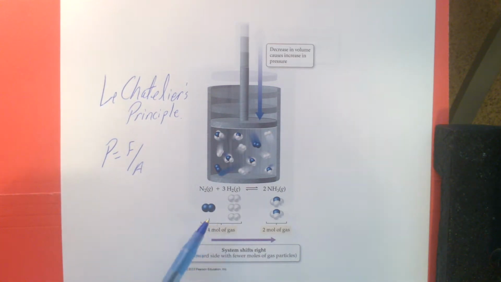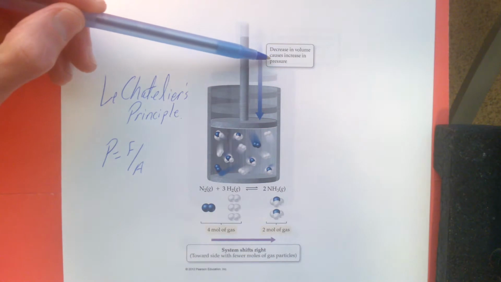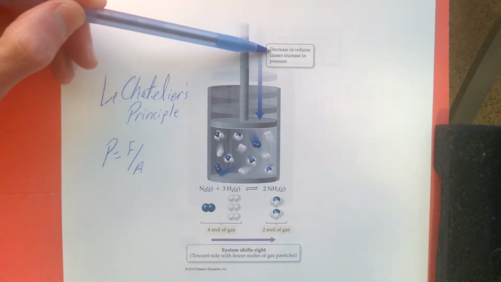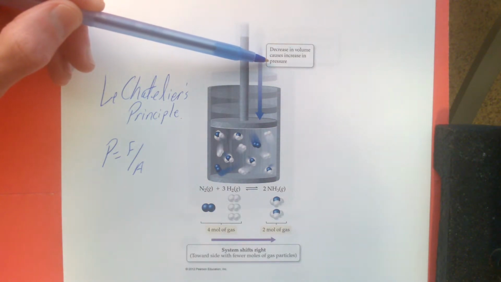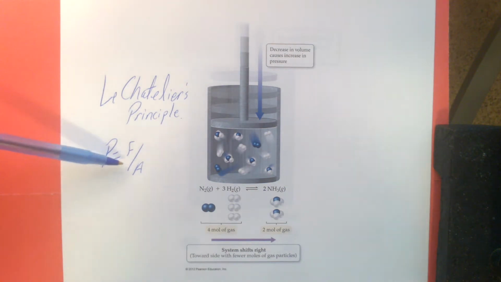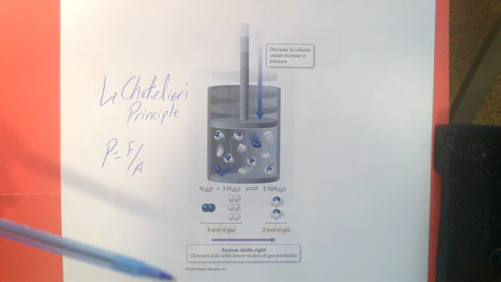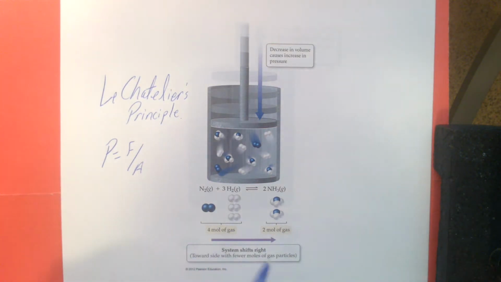Now, how is this reaction going to reduce that stress? How is it going to get back into equilibrium? If we're seeing an increase in pressure because of that decrease in volume, what we're asking is, how are you going to decrease that pressure? Decreasing the pressure would mean fewer collisions. Fewer collisions, lower pressure. How do we get fewer collisions? We have fewer gas molecules, fewer gas moles.